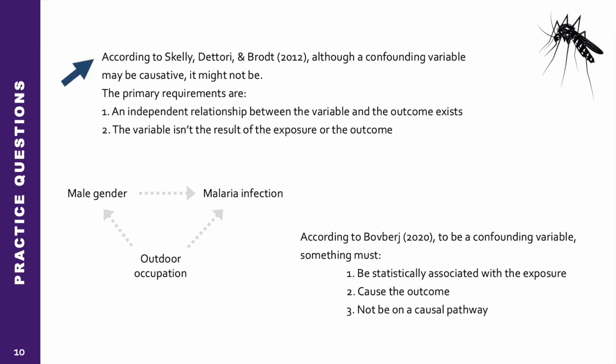According to Skelly, DeTore, and Brott, in addition to most other sources, although a confounding variable may be causative, it doesn't have to be. The primary requirements are that an independent relationship between the variable and outcome exists, and the variable isn't the result of the exposure or the result of the outcome. I'll include their article below these practice problems as an additional resource to clear up any confusion that might have been caused by the textbook's description of confounding variables.